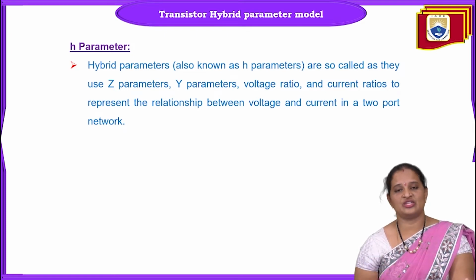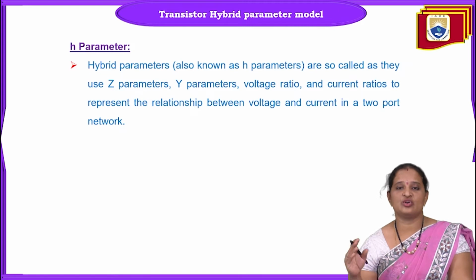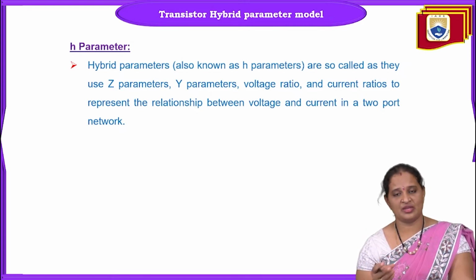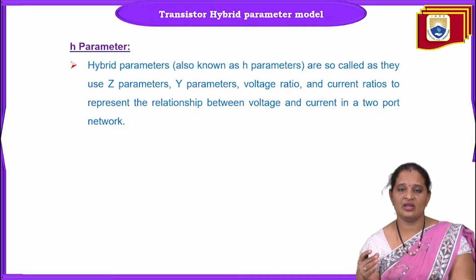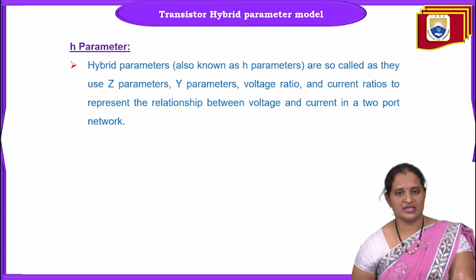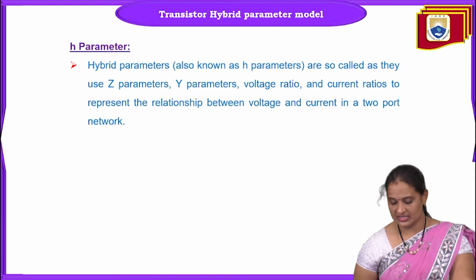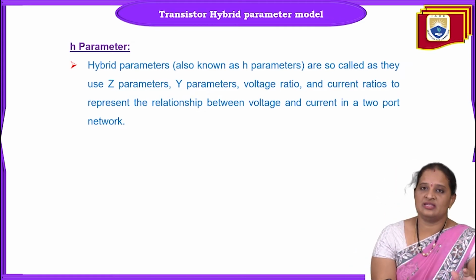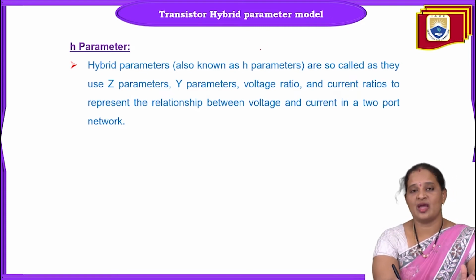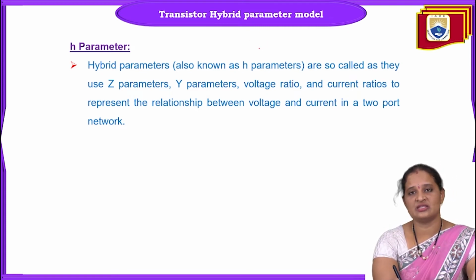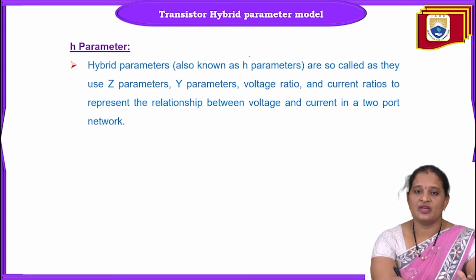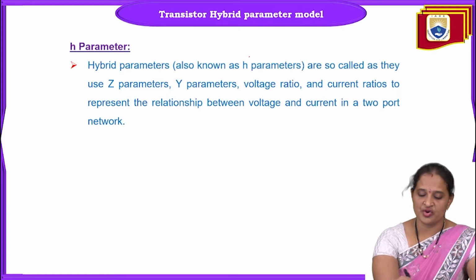Whereas coming to the H parameters, the parameters are mixed. We will have Y parameters, Z parameters, and also voltage ratio and current ratio. So these are the mixed parameters, which is why we are calling them hybrid parameters. In the previous cases, in Z parameters, we considered voltages as a function of currents, whereas in Y parameters, we considered the currents as a function of voltages.